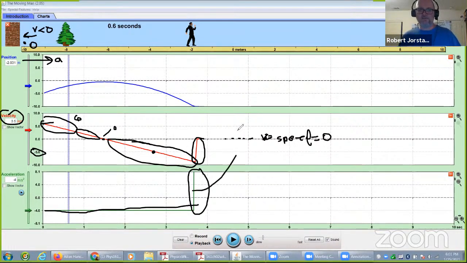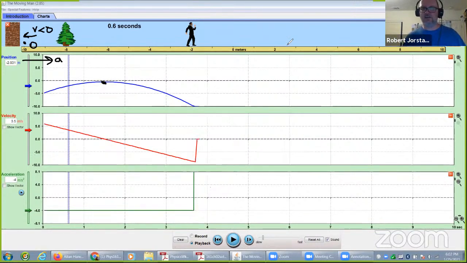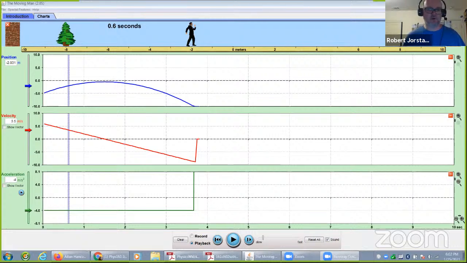A last note, notice the concavity here. If A is less than 0, concave down on the xt plot. Okay, so if you have a negative acceleration for the whole problem, a constant value, you're going to get this max. So you could actually go into here and try a different motion. Let's try one more, and then we'll get to doing some problems here.